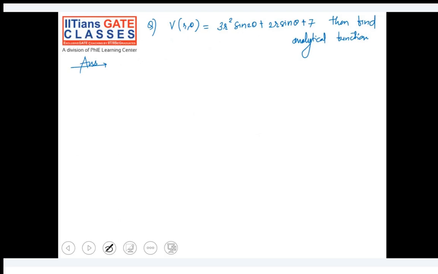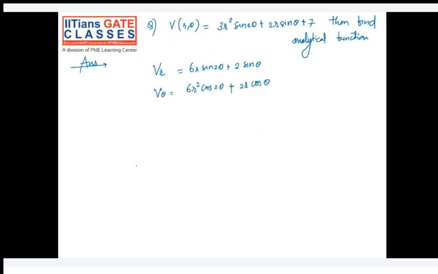See what I said, if v is given or u is given, differentiate it. So first step is you will differentiate v with respect to r and differentiate v with respect to theta. Differentiation of v with respect to r is 6r sine of 2 theta plus 2 sine theta. Differentiation of v with respect to theta is 6r square cos of 2 theta plus 2r cos theta. Okay. And what is f dash of z?